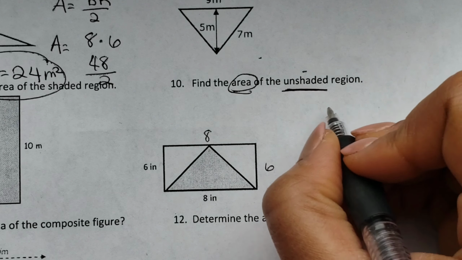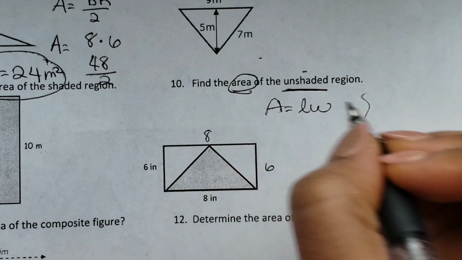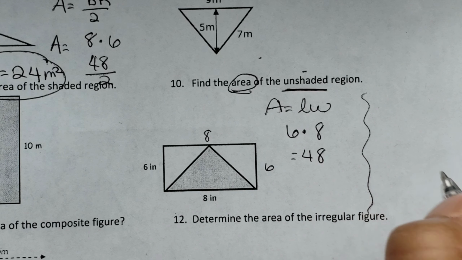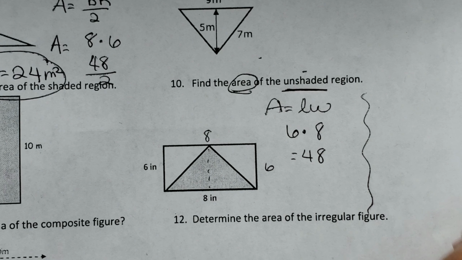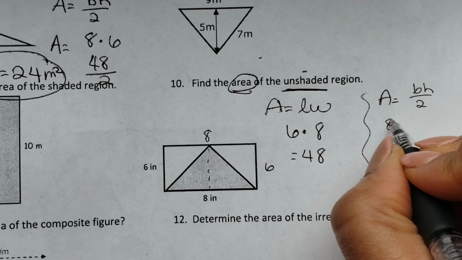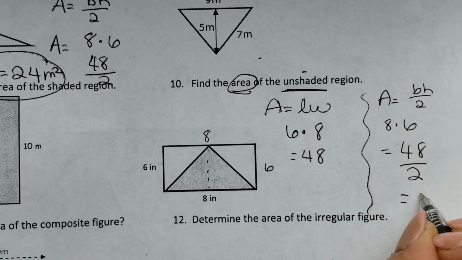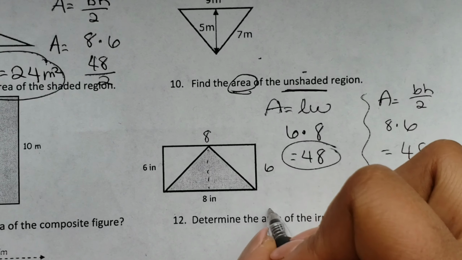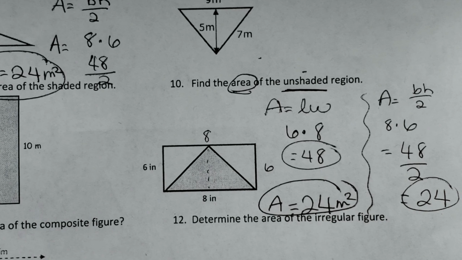So we're going to do two separate problems here. We're going to do length times width for our rectangle. The length, we're going to have 6, and 8 is going to be the width, which is going to leave us with 48. The other shape in here is going to be this triangle right here. We're going to have A equals base times height divided by 2. The base is going to be 8 times 6, the height. I'm still going to get 48. Divide that by 2, I get 24. Now I have 24 and 48. What do I do? I subtract, which is going to be A equals 24 inches squared.